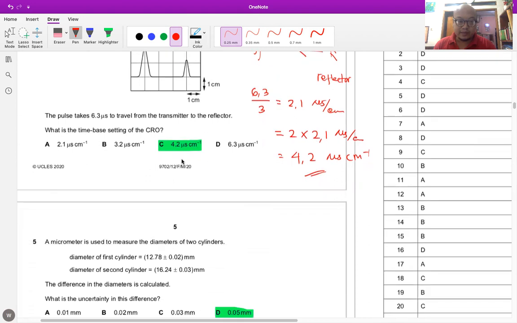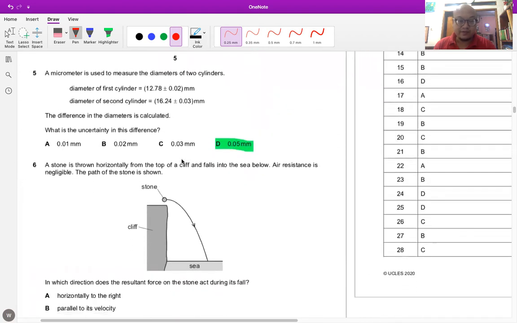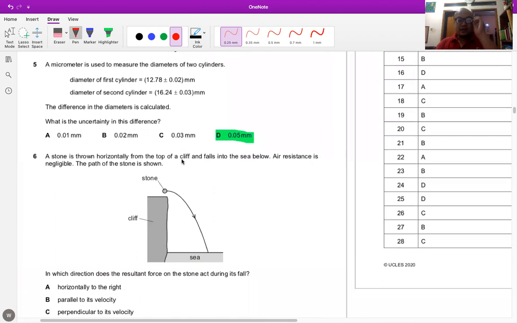Now what about question 5? Question 5 is D. A micrometer is used to measure the diameter of a cylinder. The diameter of a cylinder is 12.78 plus or minus 0.02 millimeter. The diameter of the second cylinder is 16.24 plus or minus 0.03 millimeter. The difference in diameter is calculated. What is the uncertainty in the difference? Okay, the answer is 0.05, or D.